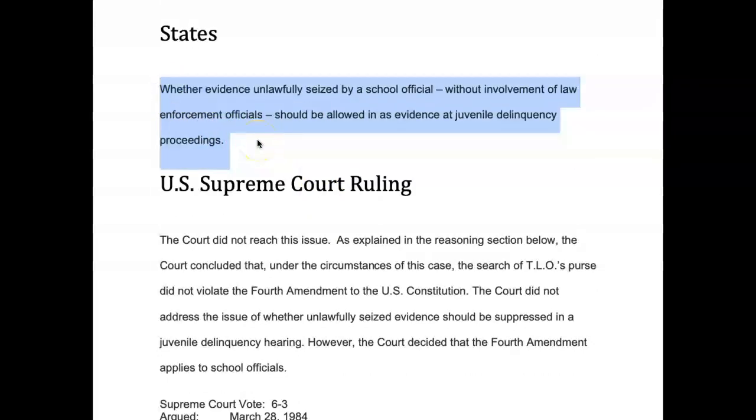This is really what the question is. And the question is not whether the search was unreasonable. It's not even whether it violated the Fourth Amendment. Look what they're asking: whether the evidence unlawfully seized should be allowed as evidence in the juvenile delinquency proceedings. So this is a very direct and very narrow look at what the Supreme Court is looking at. So they're really not addressing whether the Fourth Amendment applies to school officials. They're not addressing whether the principal was reasonable. They're saying, if it's unlawfully seized, can that be used in juvenile delinquency proceedings?